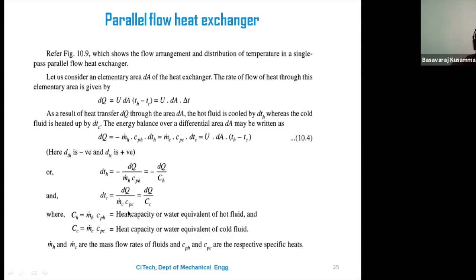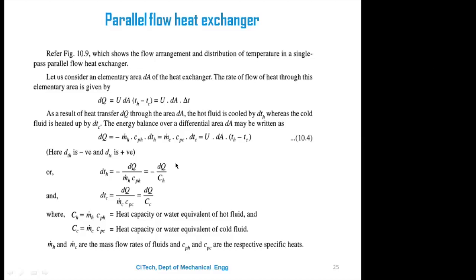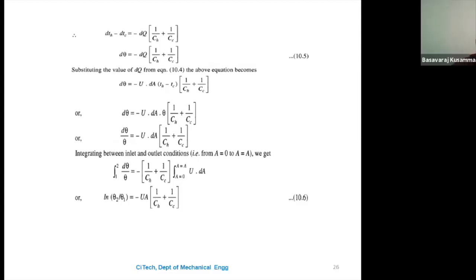Understand? I think you understood these steps here, where mH and mC are the mass flow rates of the fluids, and CpH and CpC are the respective specific heats. Is there any doubt here? No, no, sir.